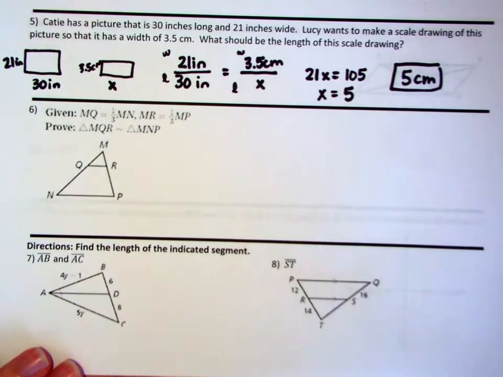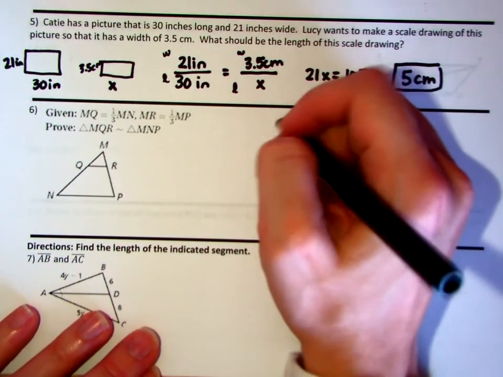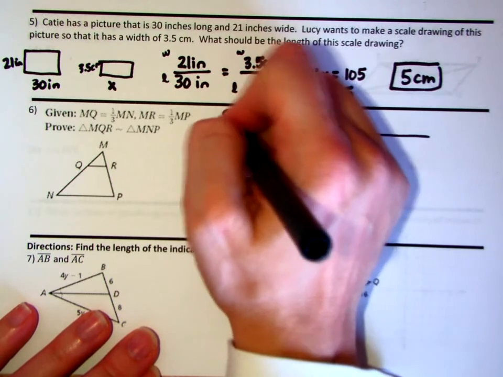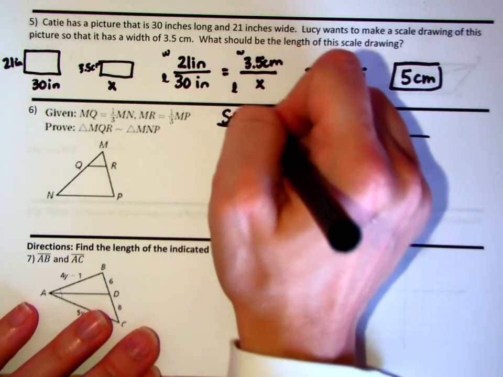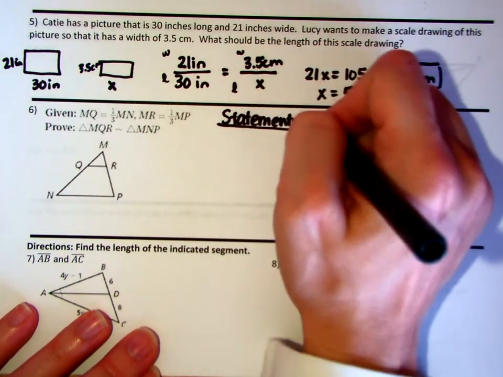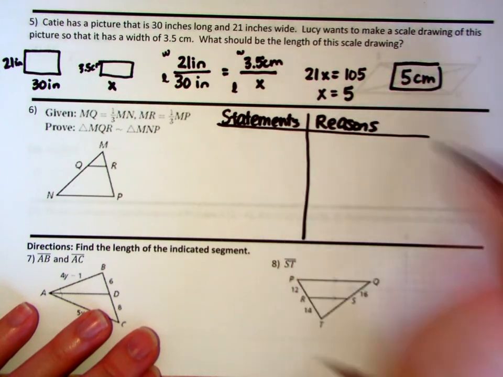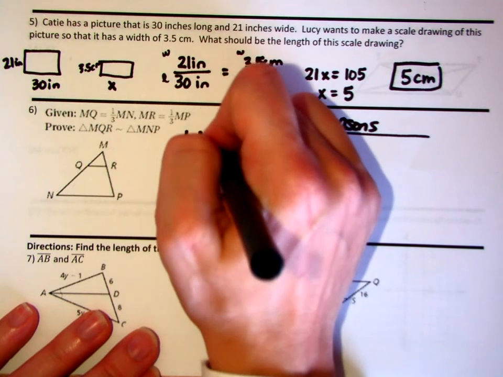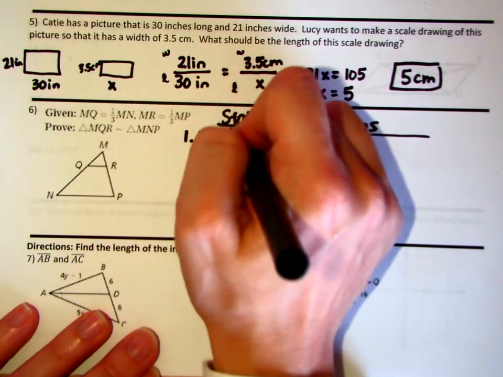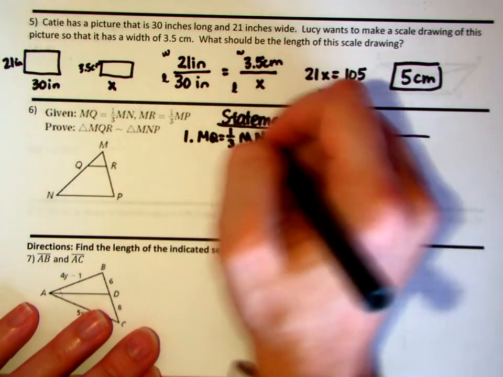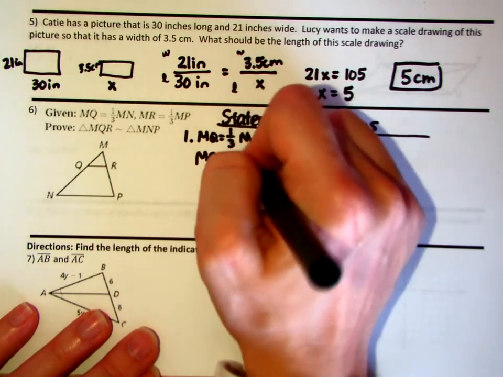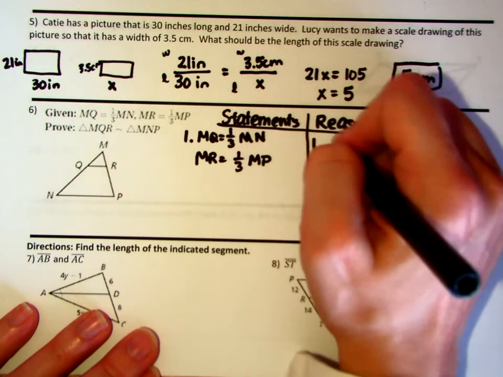On the next one, we have been given a proof, so we're going to go ahead and set this up. Statements, reasons. Alright, so number 1, we're told that MQ is going to equal 1/3 MN, and we're also told that MR is going to equal 1/3 MP, and that's given.